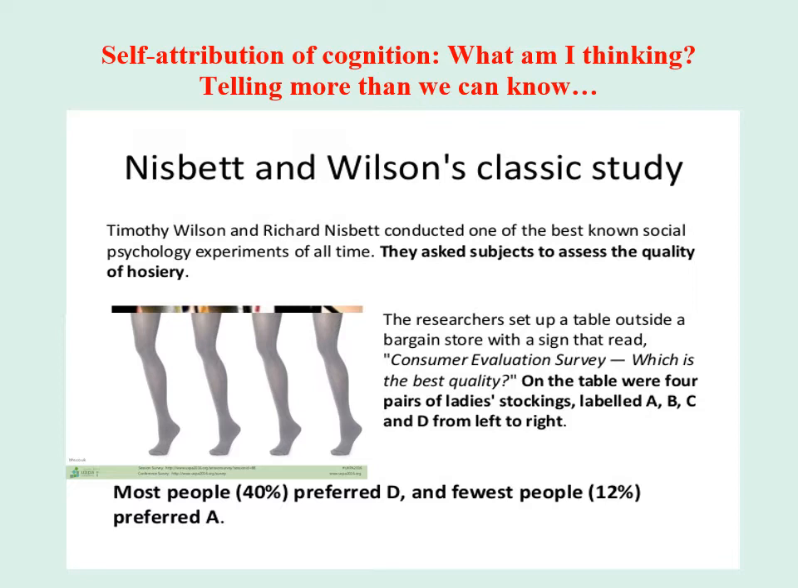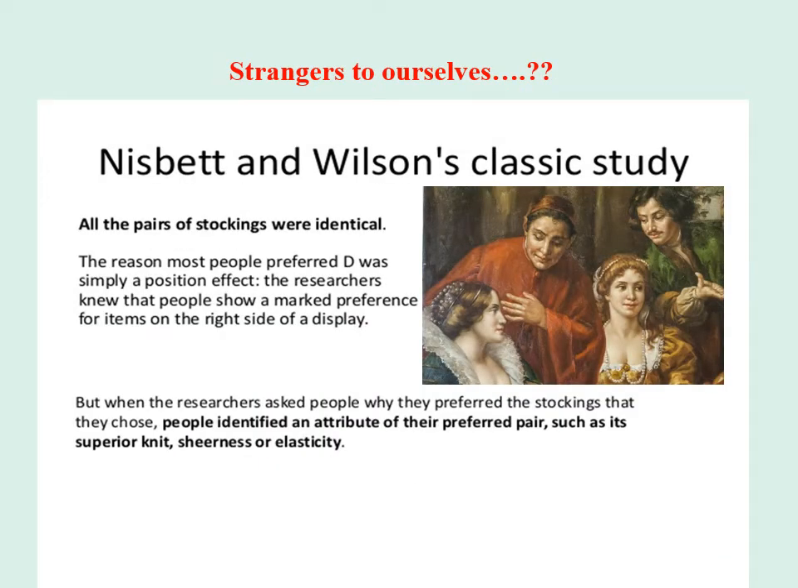In that situation, most of the judges chose the last one, stocking D, 40%, and the fewest people, 12%, preferred the first stocking, A. And yet, when Nisbet and Wilson asked the participants to give an explanation of why they preferred D, they reported a completely incorrect confabulated answer. They said things like it had a better quality, it had a greater elasticity. In other words, they made up completely artificial stories justifying their choice.